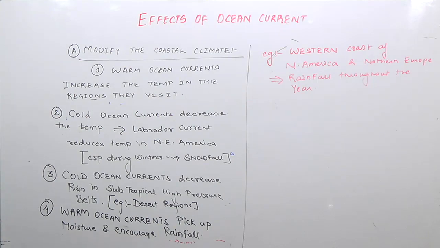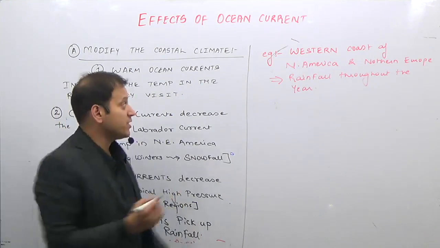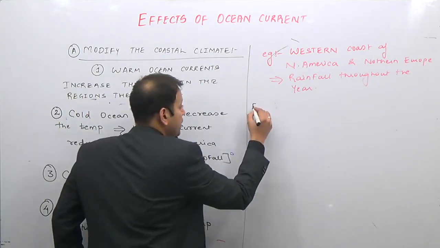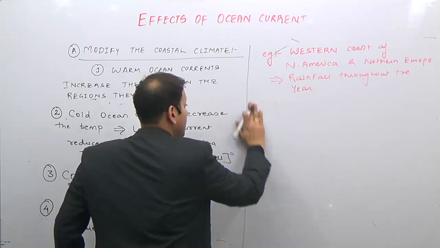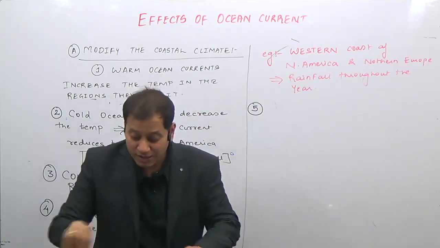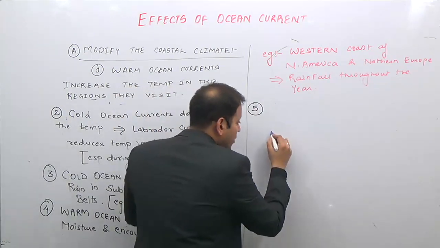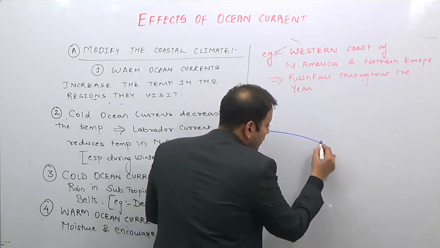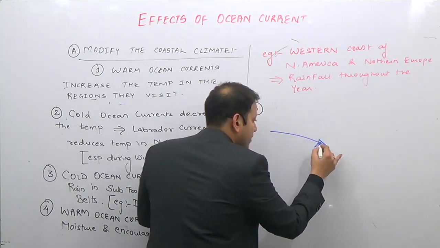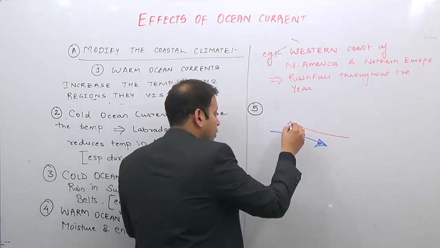The next is ocean currents. When they come together, they cause temperature inversion. So the fifth point is how they modify the coastal climate: the mixing up of cold and warm ocean currents. What will happen when the cold and warm ocean currents mix? The cold air will come with the cold ocean current. The cold air being heavier will go down. The warm air being lighter will go up.